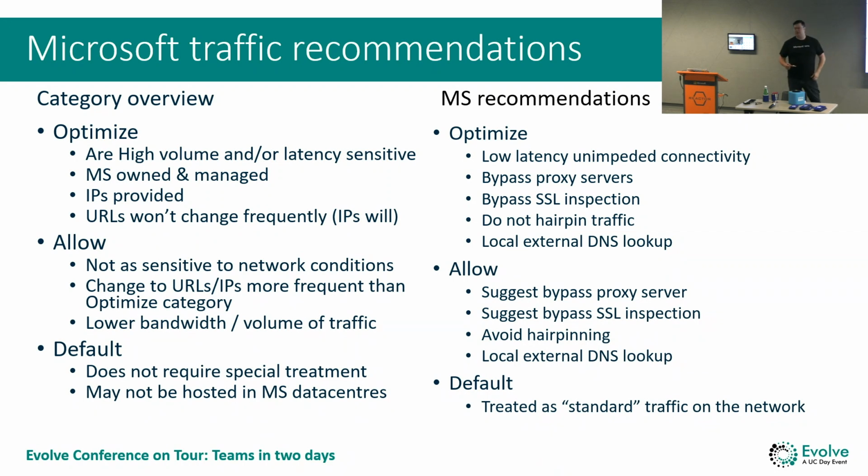Allow is things that aren't as sensitive, stuff that's slightly lower latency requirements, lower bandwidth. Same recommendations really, try not to interfere with it. And then default is stuff that just gets treated as normal internet traffic. Generally that is just going to be HTTP traffic of some description or another.